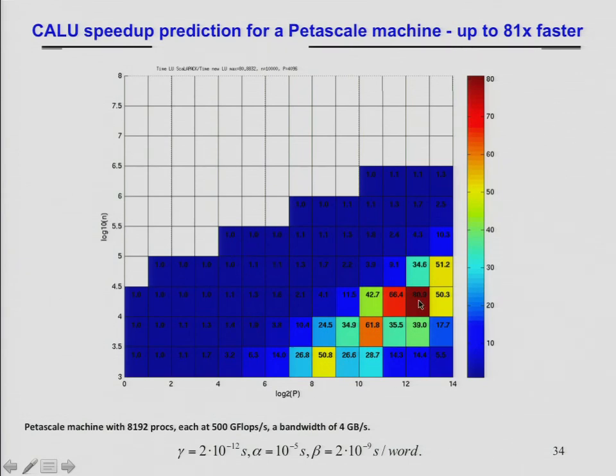But over here, where I'm trying to solve a modest-sized problem on lots and lots of processors, that's where the communication gets to be the bottleneck. The biggest speed-up is right about there, up to 81 times faster, predicted. This is a relatively small problem, 50,000 by 50,000, on a lot of processors. This is a strong scaling problem: if I keep the problem size fixed, that means I pick a row and increase the number of processors, and you see that's where the speed-up really kicks in. So, modest-sized problems on very large numbers of processors.